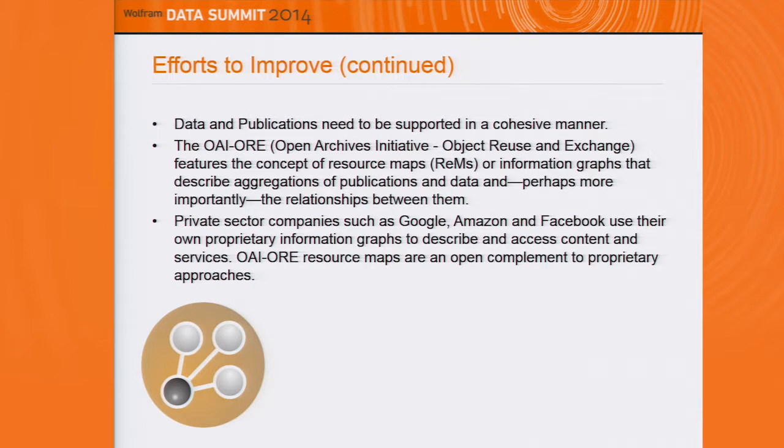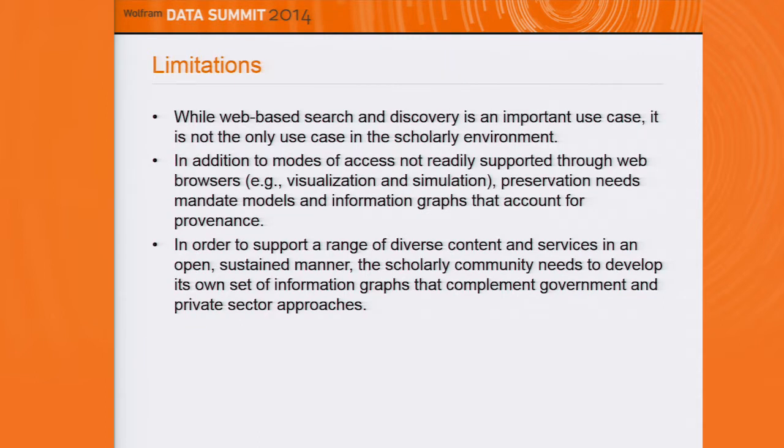There are some examples, too, of efforts. The OAI, that's the Open Archives Initiative, ORE, Object Reuse and Exchange, has developed the concept of resource maps. You're going to hear that phrase a little bit more in this talk. Resource maps, information graphs that describe aggregations of data and publications and the relationships between them. The private sector has proprietary information graphs, Google, Amazon, and Facebook. Again, Stephen touched on some of these. And it looks like Wolfram, too, is developing its own way of connecting and mapping data to scholarship to enable computing back.